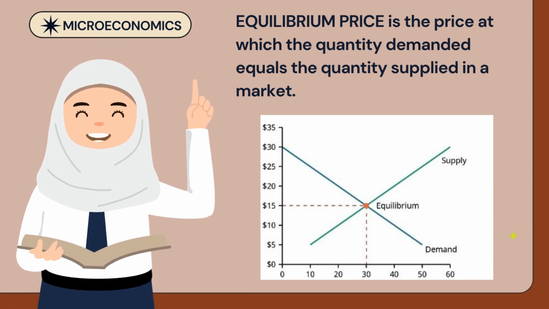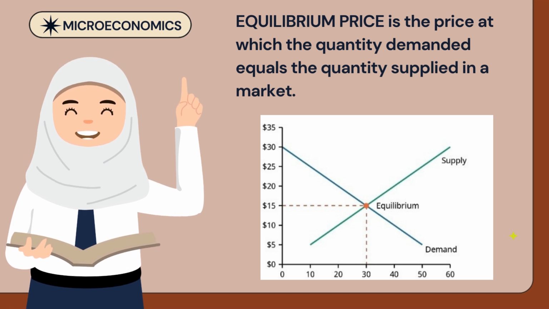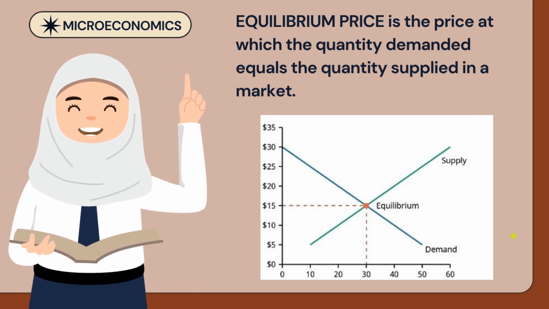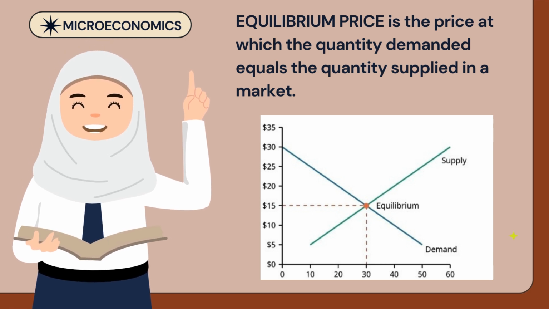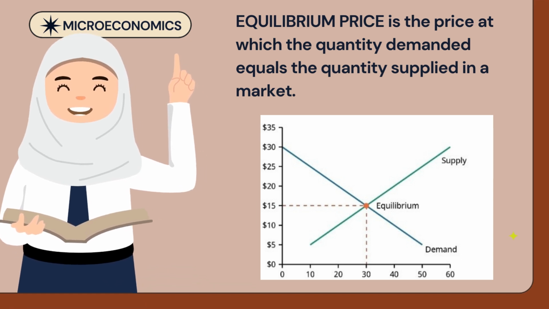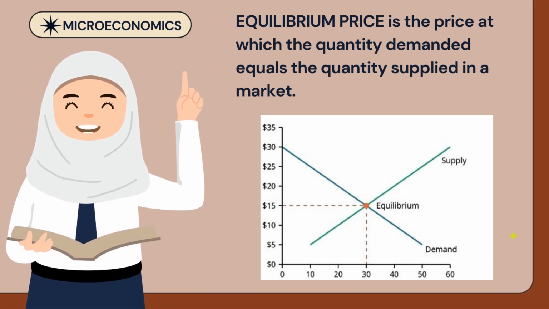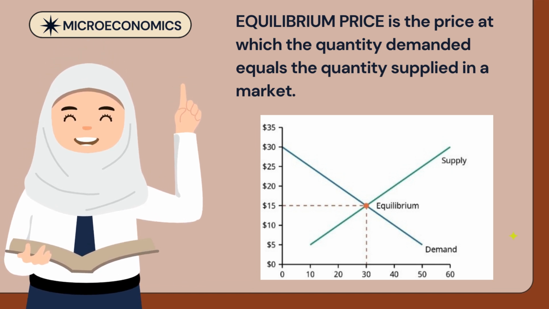Equilibrium price is the price at which the quantity demanded equals the quantity supplied in the market. Equilibrium price is the point at which the supply and demand curves intersect in the market. It represents the price at which the quantity demanded equals the quantity supplied, resulting in a balanced market. Prices above the equilibrium price create a surplus, leading sellers to lower prices, while prices below the equilibrium price create a shortage, prompting sellers to raise prices. The equilibrium price is a stable point that ensures the market is in balance.